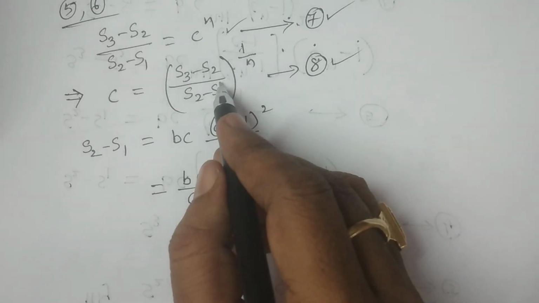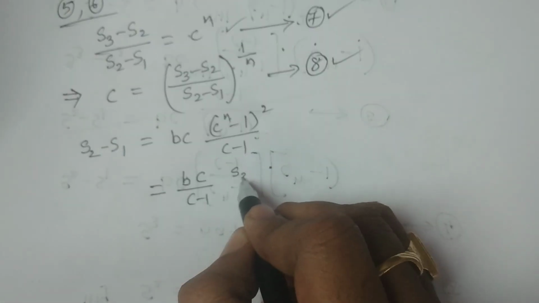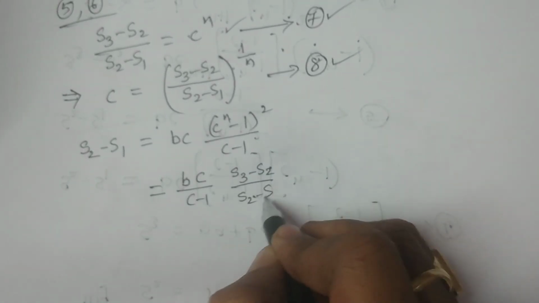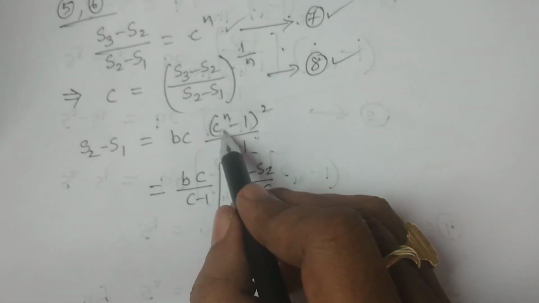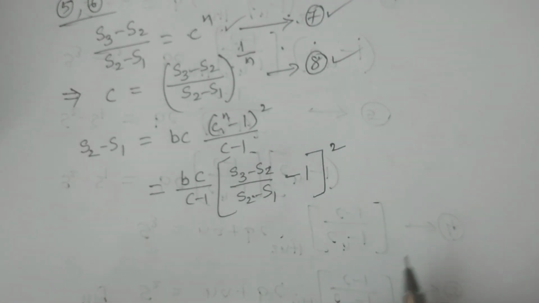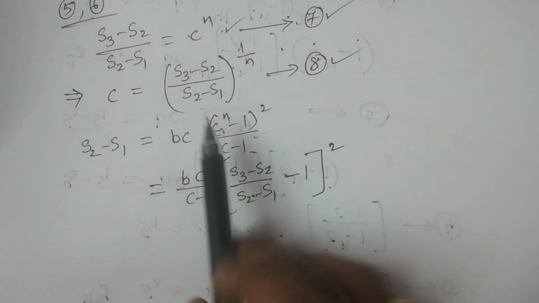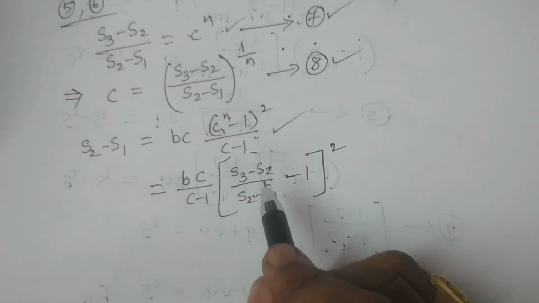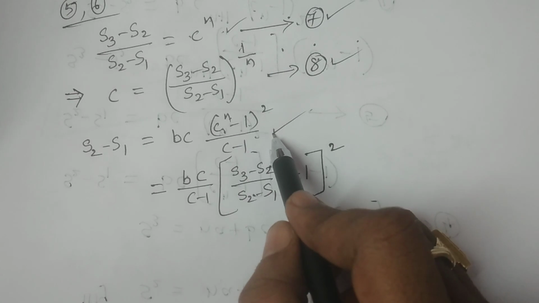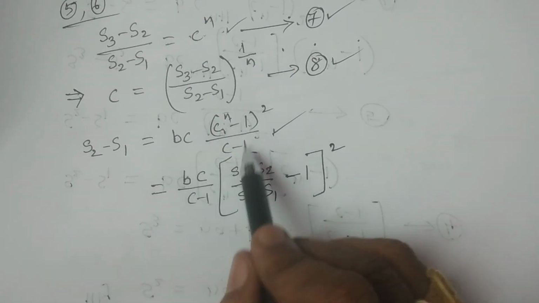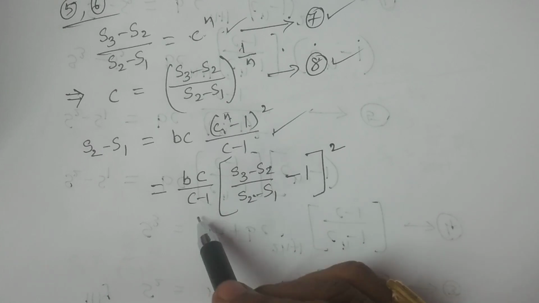c power n is (s3 minus s2) divided by (s2 minus s1). Okay, that is c power n minus 1 whole square. Is it clear? So I have considered equation 5 and I have substituted the value of c power n only here. Only the c power n value I have substituted here. Remaining values I kept as it is.